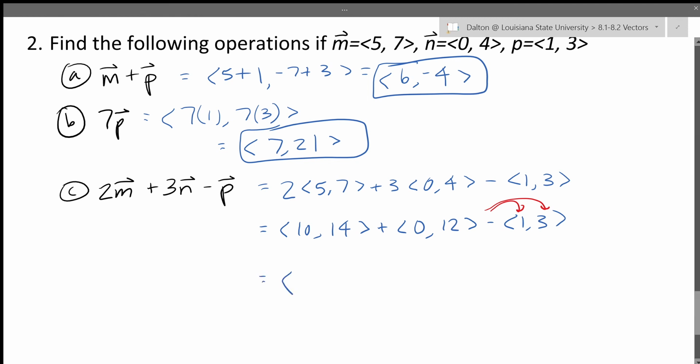Okay, so then you take the x value from each one to get your first number. So it's going to be 10 plus 0 minus 1, and then all of the y's. So that'll be 14 plus 12 minus 3. I feel like that should be a negative 14.